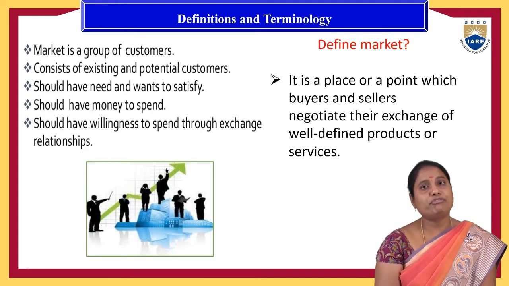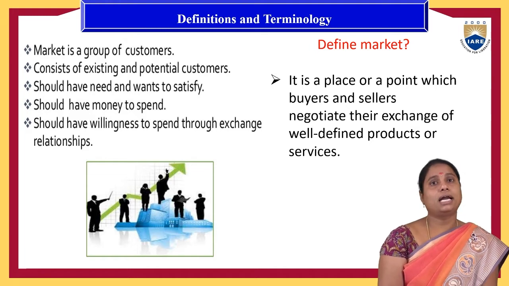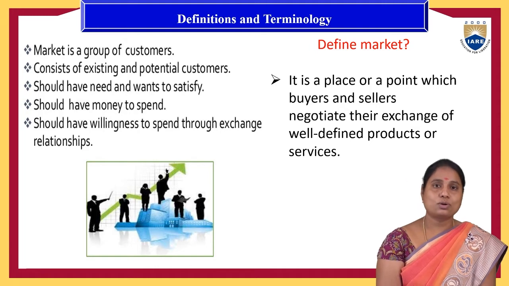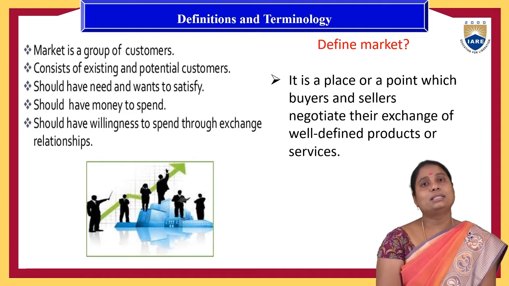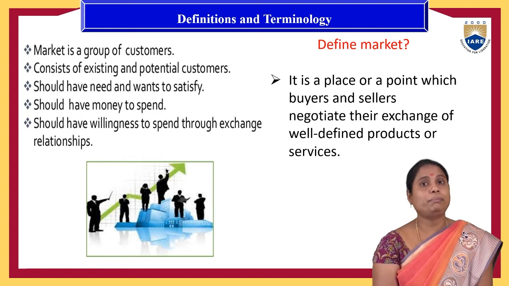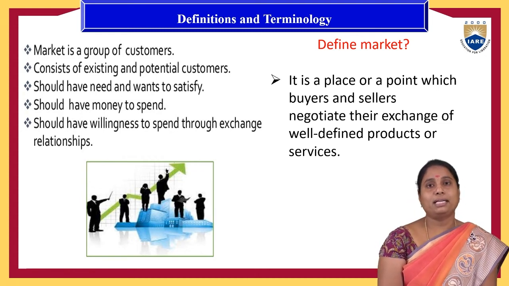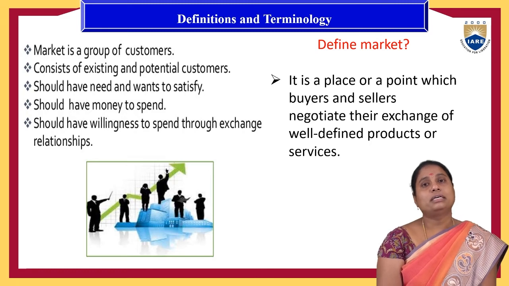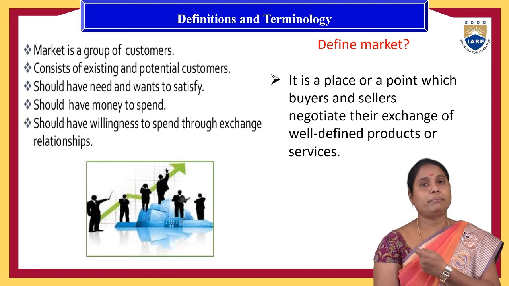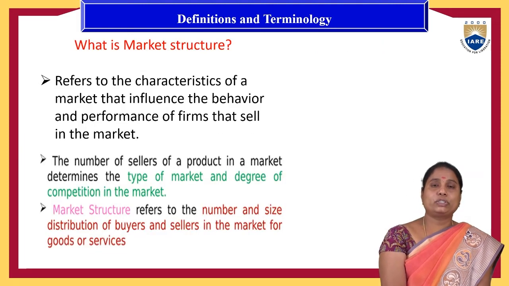They must have money to spend, that is ability, and they must be willing to spend through the exchange relationship. The place where they meet may be a physical place or a virtual place, whatever it is. If the sellers are meeting the needs, wants and desires of the buyers with their existing products, then that place leads to the next term, market structure.